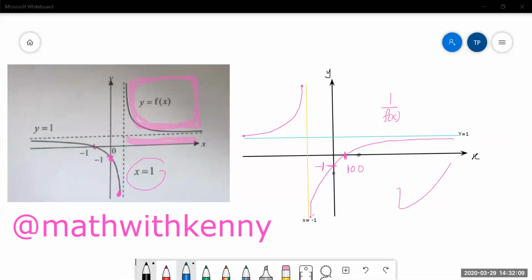For those who want to learn about 1 over fx or reciprocal graphs, they can come to this video. You can just let them know.